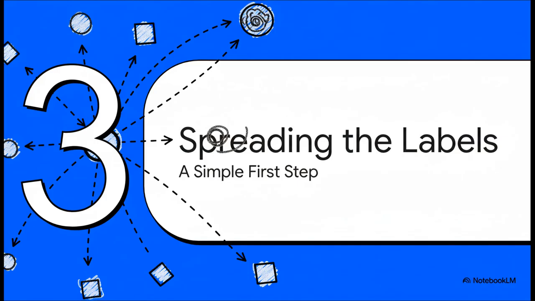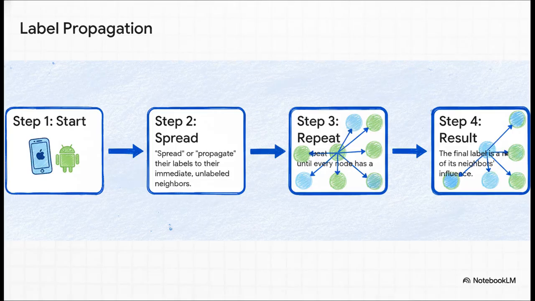Well, the first and most straightforward way to do it is with a process that honestly works a lot like a rumor spreading through a group of friends. This method's called label propagation, and it works pretty much exactly how it sounds. You start with the nodes you already know about, the iPhones and the Androids. Then they spread or propagate their label to their closest neighbors. In the next round, those newly labeled nodes do the same thing. You just keep repeating this with the colors spreading outwards until every single node has a label. In the end, a node's final identity is basically decided by a vote from its local neighborhood.